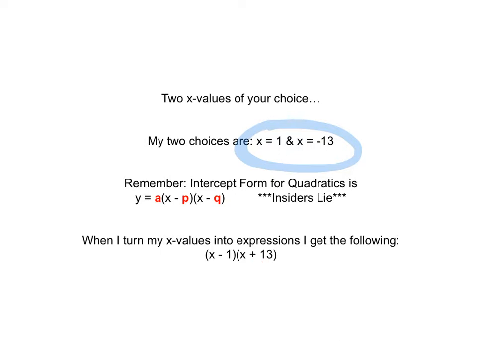because insiders lie. So if this was my project and I was filling out the slides like you guys would be, these would be the two X values that I would plug in, or type in, where it says X equals and X equals. Those are your two X values of your choice. And then down here, this is what I'd be filling in, those two parentheses where it says fill in your expressions here.